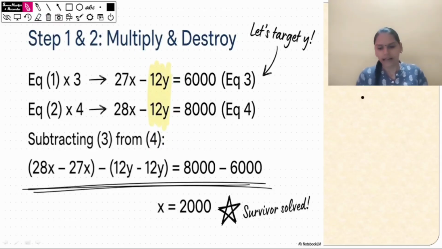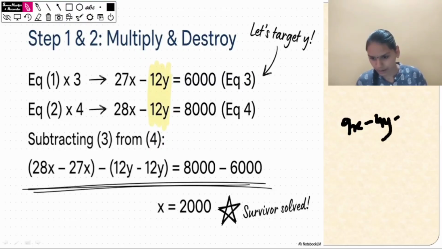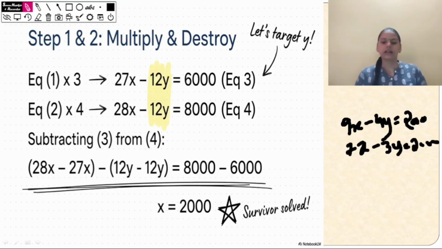Okay. See, I had 9x minus 4y is equal to 2000. Correct? Yes. Next I had 7x minus 3y is equal to 2000. Okay. Now to make both the equations look same, means any one of the terms will be same. Like here, if you observe, both are equal here. Right? In the same way, I'm going to create this.